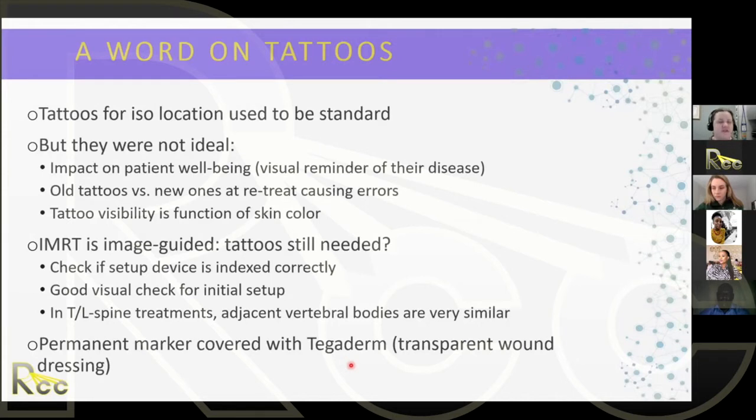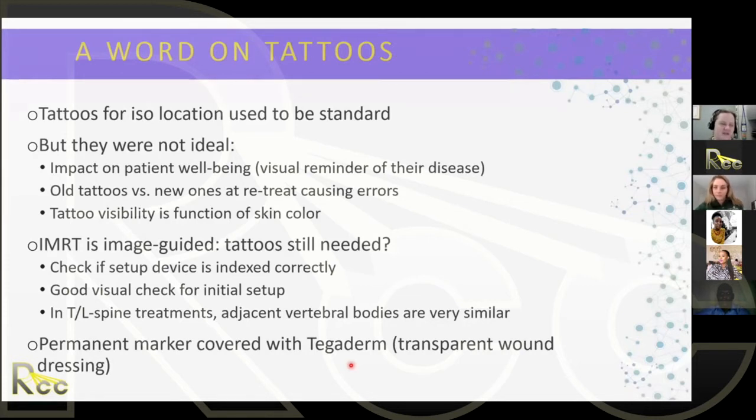It's helpful to have an external marker because it helps you see if your setup device is indexed correctly on the table. It's a good visual check for initial setup. And especially when you do thoracic or lumbar spine treatments, adjacent vertebral bodies can look very similar. If you have a tattoo or some mark externally, you can easily check if you are registered on the correct vertebral body.